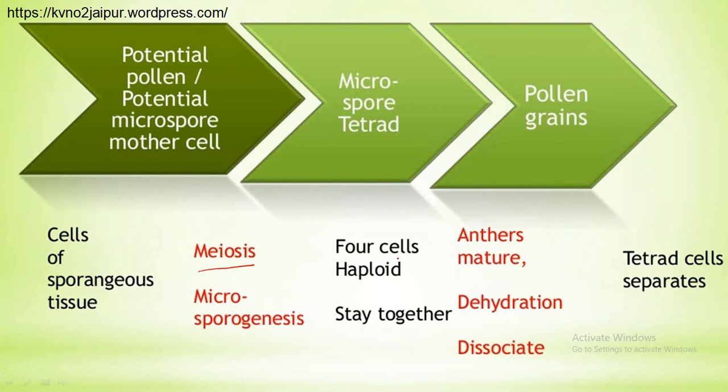Microspore tetrad means 4 cells which are haploid. They stay together. When the anther matures, dehydration takes place. That means the water will be dried. And as a result there will be dissociation, means separation of these 4 microspores, which are called the pollen grains. Okay, and that is the process of microsporogenesis.